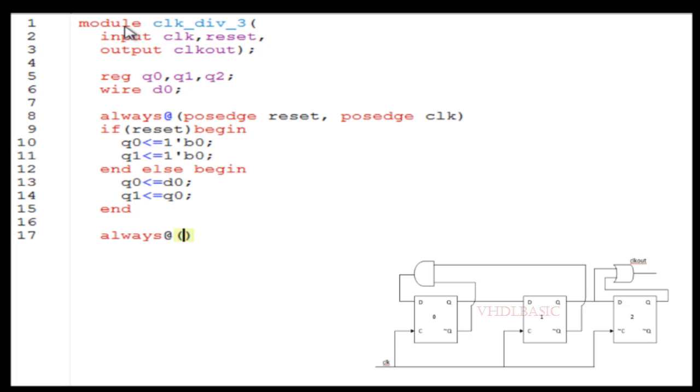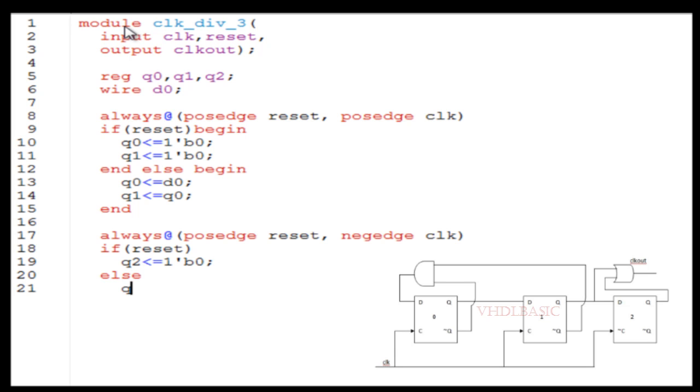The first always block here we are using to implement the first two flip-flops. So q0 is assigned d0 whenever the rising edge of the clock occurs. And q0 will be assigned to q1 whenever the rising edge of the clock occurs when reset is deasserted. Okay, the third flip-flop here we are going to implement on the negative edge of the clock, right? So every negative edge of the clock, q1 will be assigned to q2.